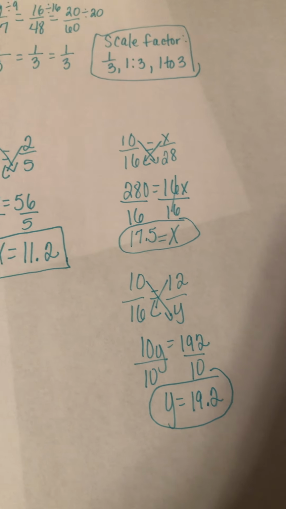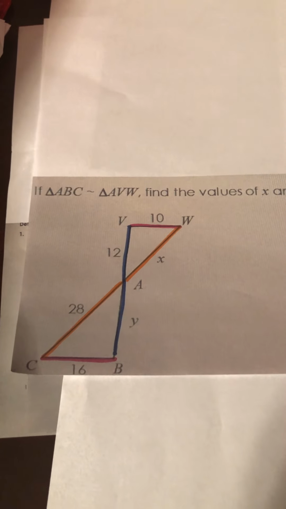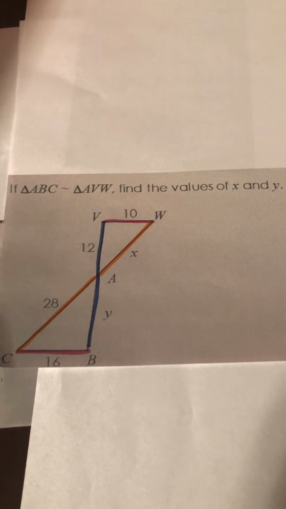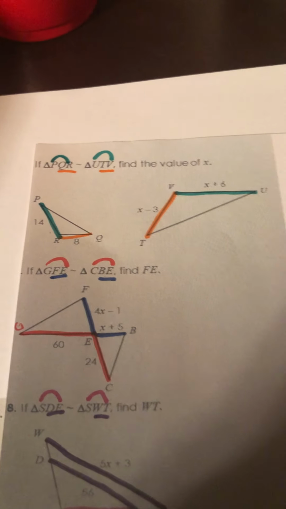So on this third problem, we have x is equal to 17 and 5/10, y is equal to 19 and 2/10. Okay. So our next sets of problems, I've color-coded those for you as well.